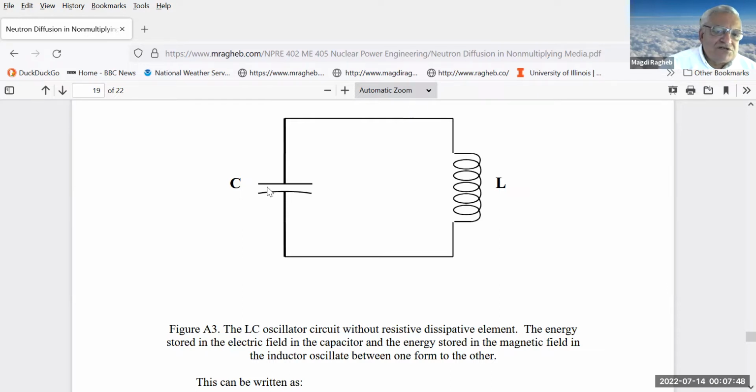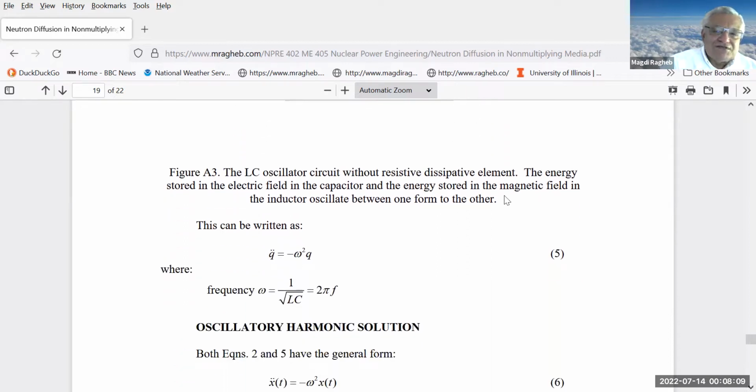The capacitor will discharge its energy stored in the electric field to the inductor in the form of a magnetic field, and then the energy stored in the magnetic field will discharge itself into the capacitor, from a magnetic field into an electric field. The system must oscillate to infinity. So the differential equation is the same as x double dot is equal to minus omega square x, except that x is replaced by q, and the frequency of oscillation, twice pi f, is 1 divided by the square root of LC, L the inductance, C the capacitor. Now let's look at that equation number 5.